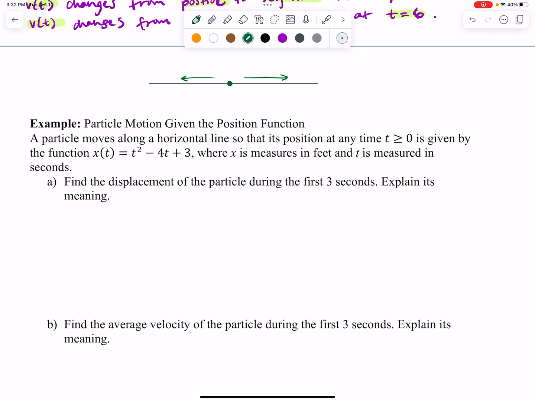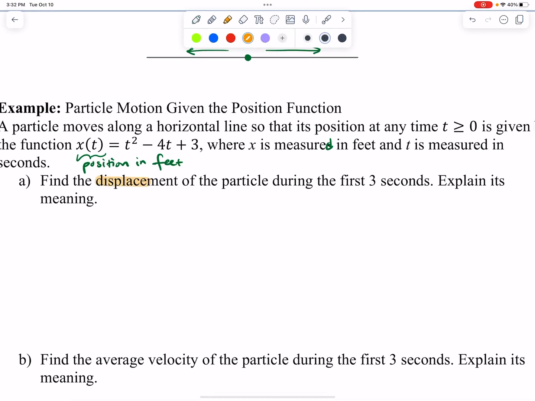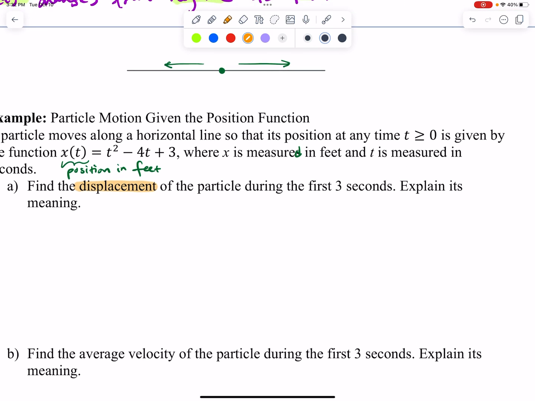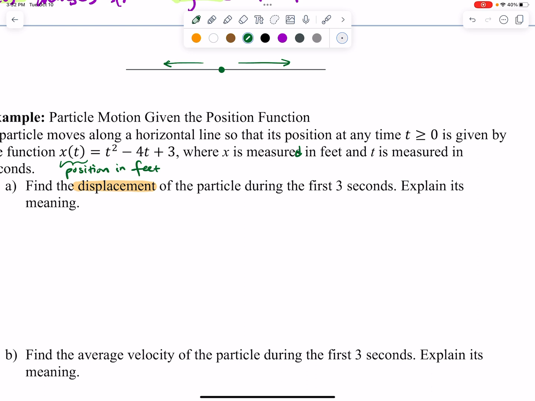Its position at any time t greater than or equal to 0 is given by the function x of t equals t squared minus 4t plus 3, where x is measured in feet. So x of t is position in feet, and t is time measured in seconds. Our first question is asking us to find the displacement of the particle during the first 3 seconds.